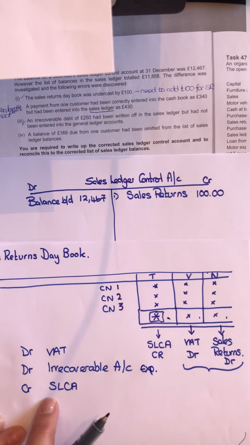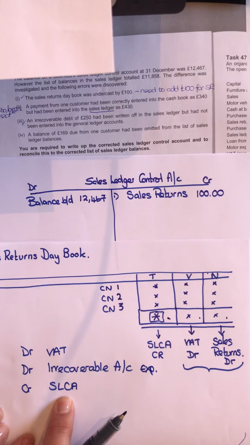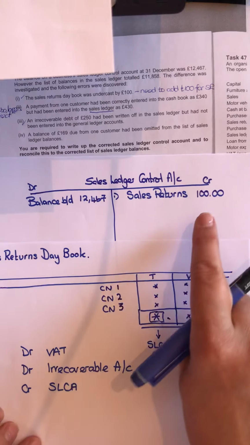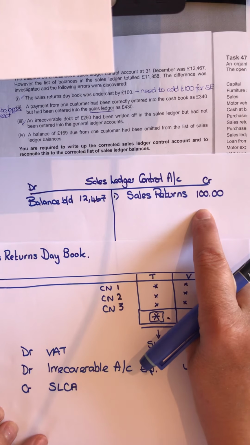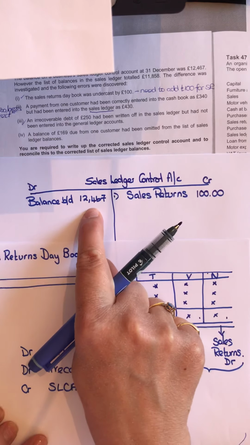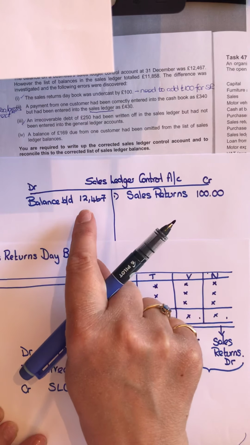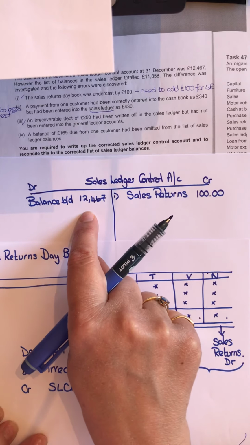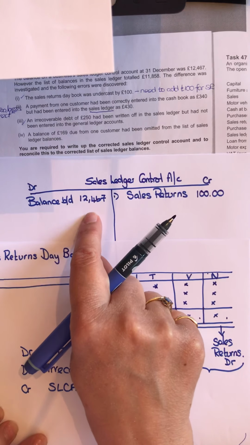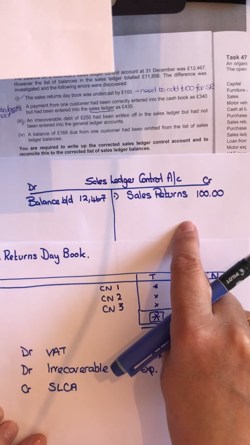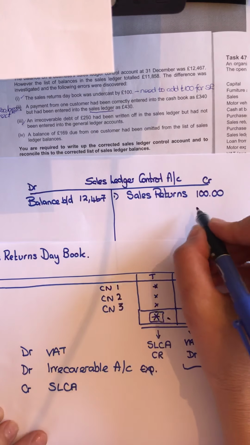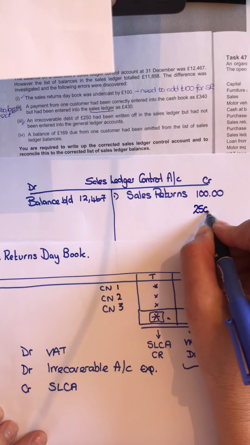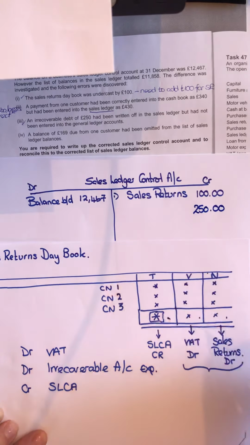So we've learnt that in the sales ledger control account, there needs to be a credit. And we know it's a credit because it's reducing what our customers owe us. And if what our customers owe us was on the debit side, if we want to reduce that figure, we need to put it onto the credit side. So we need to put £250 onto the credit side of the sales ledger control account.